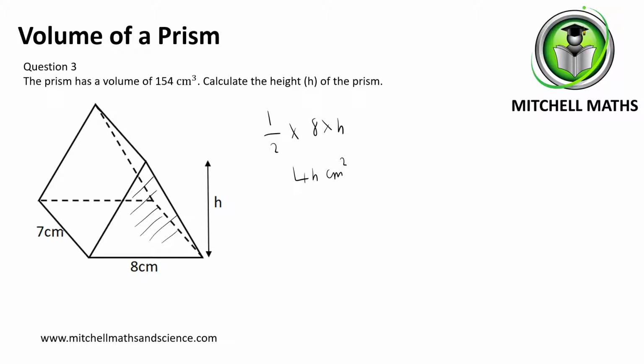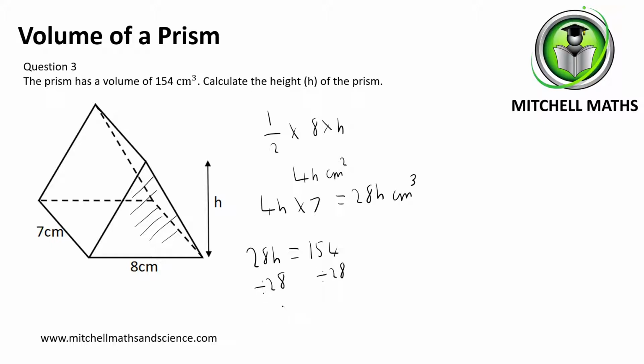And to get the volume of the prism, I need to times that by 7. 4h times 7 would equal 28h centimetres cubed. And I know the volume of the prism is 154. So I can say, well, 28h equals 154. And if I want to find the height, I just need to rearrange and solve the formula, which I can do by dividing by 28.